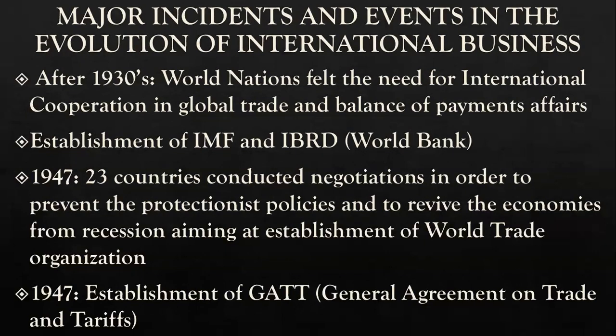In 1947, around 23 countries conducted negotiations in order to prevent protectionist policies and to revive the economies from recession, aiming at the establishment of the World Trade Organization. This was a measure countries took to safeguard trade transactions and minimize any problems or conflicts that could occur between the various trading partners and countries in any trade transaction. So there was an urgent, hard-earned need to establish the WTO, which sprung up in this particular year.